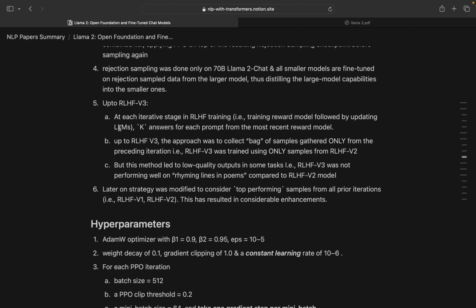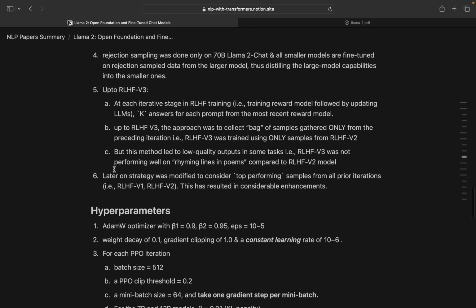But to get rid of this, the rejection sampling was not only done on the previous version, that is V2; they combined RLHF V1 and V2 together and took samples from both. Then they went to the reward model, and whichever answer came up with the highest score is what was used for the next version. And that's what they have done for RLHF V3, V4 and so on.